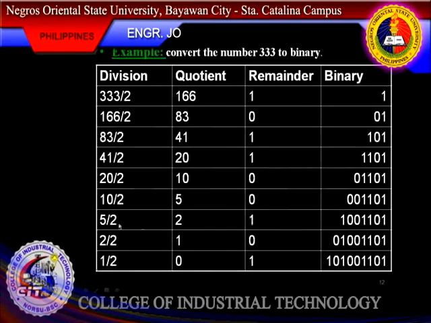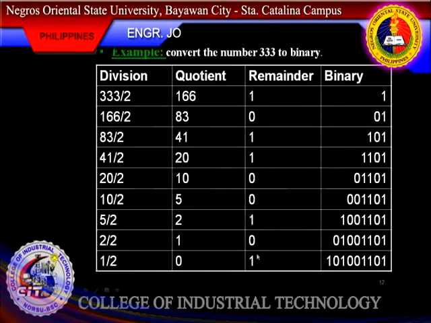10 divided by 2 is equal to 5, no remainder, so it is 0. Then 5 divided by 2 is equal to 2.5, and 0.5 is not recorded, so 2 times 2 is equal to 4, an excess of 1. Our remainder is 1. And 2 divided by 2 is equal to 1, no remainder. And 1 divided by 2 cannot be done under our rule, because 1 is less than 2. We cannot divide 1 by 2 in the conversion from the decimal number system to binary, so we carry 1.